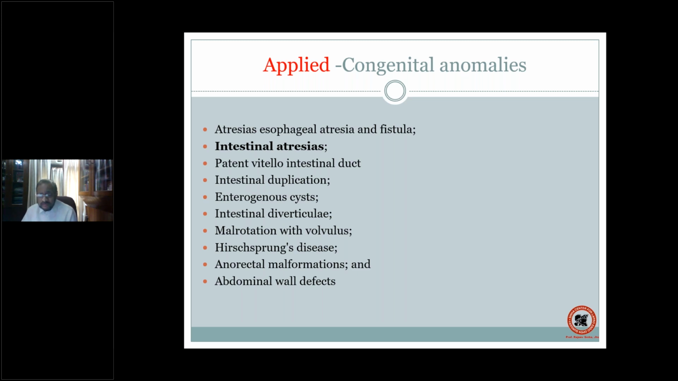A malrotation, which is purely a defect in the rotation of the gut, which we'll cover in the next few slides. Hirschsprung disease, where we are talking about a failure of migration of the neurons from the neural crest cells onto the myenteric plexus or Auerbach's plexus. That is Hirschsprung's disease. Anorectal malformations, abdominal wall defects. So these could be the congenital anomalies, and that is why we need to know the embryology of the gut.